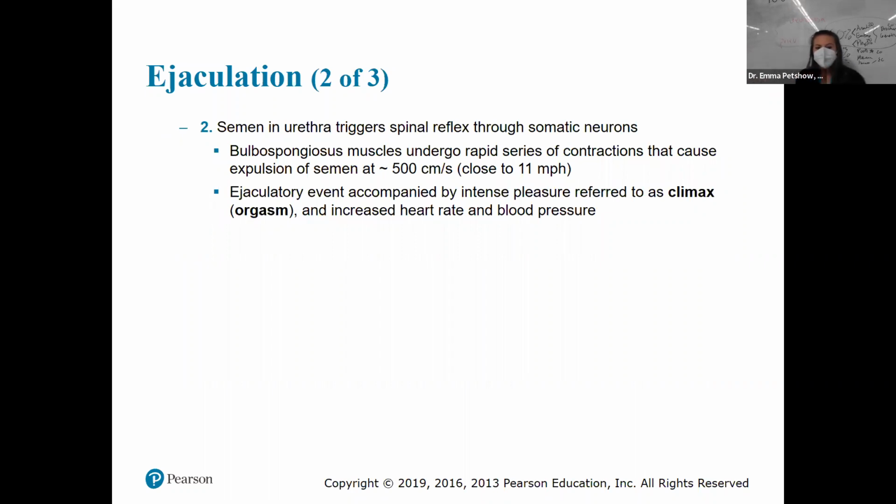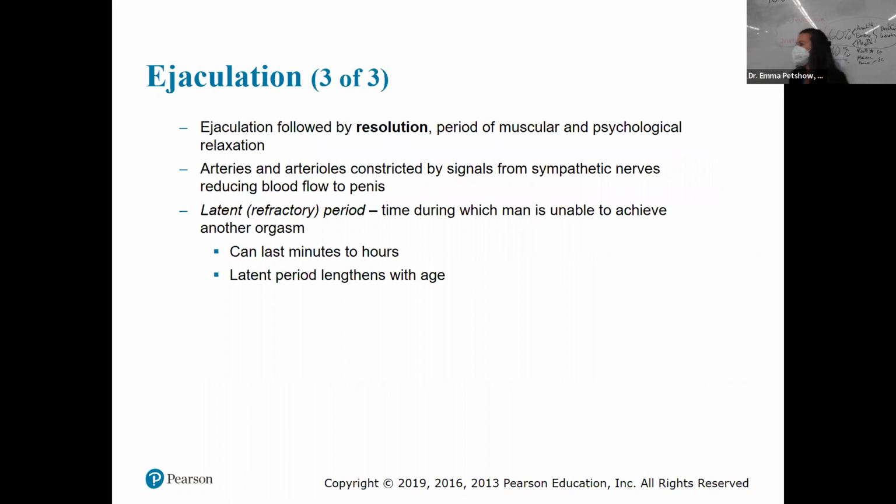The semen in the urethra triggers that spinal reflex through a somatic neuron. Remember, somatic is muscular contraction versus autonomic. Then our bulbospongiosus muscles undergo a rapid contraction series that allows for expulsion. Because it's a sympathetic response, that's why you can see increased heart rate, increased breathing, etc. Afterwards, there's a period of resolution where muscles relax, arterioles and arteries constrict. And then there's a latent refractory period where the process is unable to occur again right away.